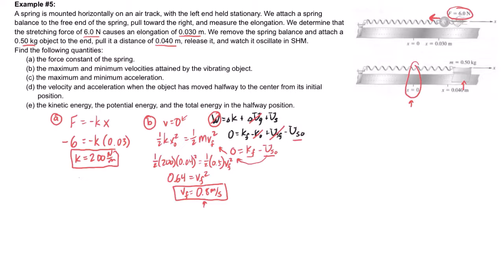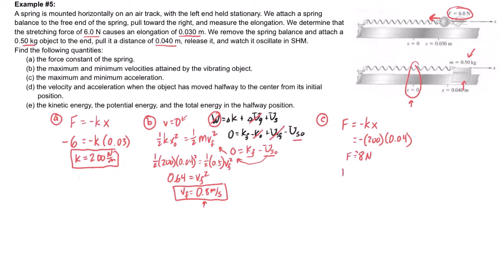Now, in order to find the maximum minimum acceleration, there's a couple of different ways to do this, but I'm going to suggest that we just find the acceleration when it's out at its maximum point here, because we can solve for the force of the spring at that point. The force of the spring at that point would be equal to negative kx, because we already know what k is, 200, and we know what x is, 0.04. We should then be able to just multiply those, and we get 8. And so the force is equal to negative 8 newtons, of course, because it's in the opposite direction.